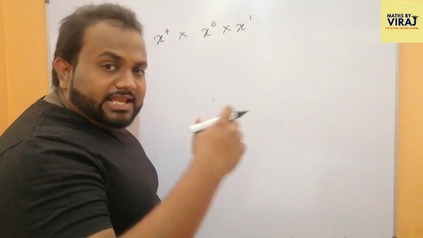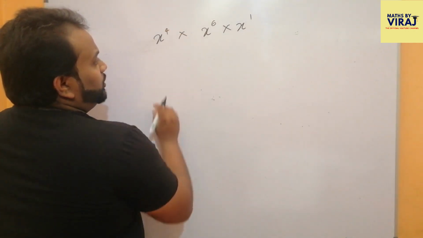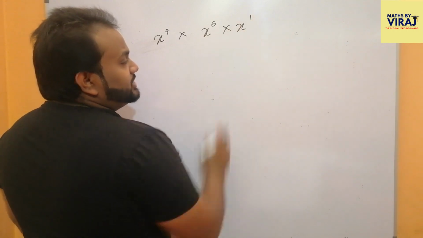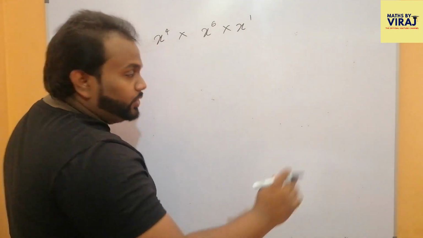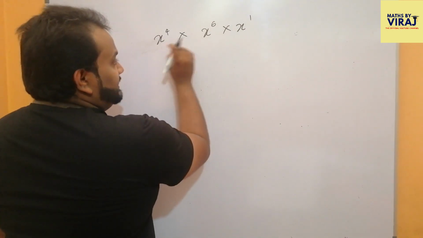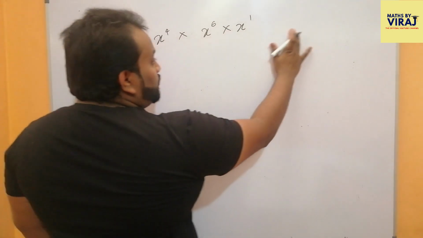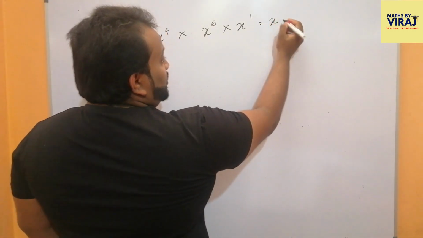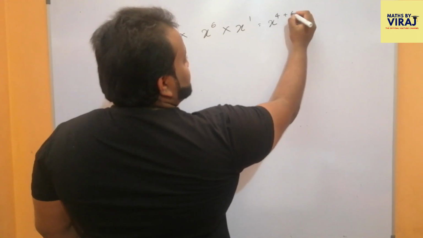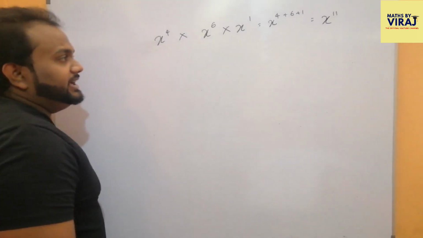Fine. Another example, as you can see children, x to the power 4 multiplied by x to the power 6 multiplied by x to the power 1. Same rule, all the bases are the same. When the bases are the same and when it is multiplication, what do we do to the powers? We add them. x to the power 4 plus 6 plus 1, and the answer is x to the power 11.